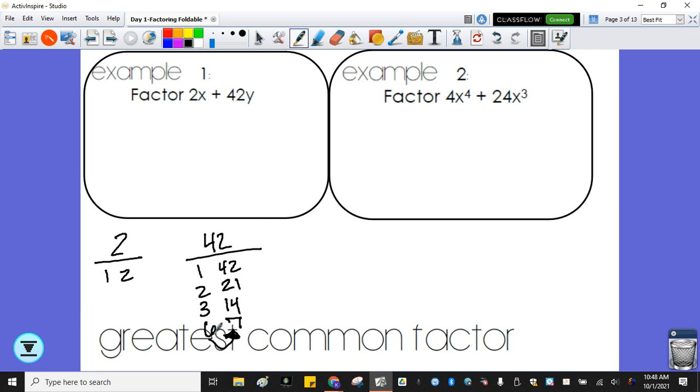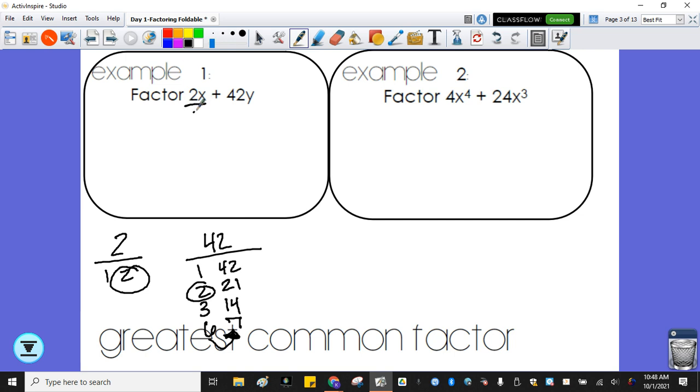So what is the biggest number they have in common? Did you need to write out all the factors of 42 to know that? No, but for future reference, this is how I'm finding the greatest common factor, which is 2. What variables do they have in common? None. This one has an X, this one has a Y, so they have nothing in common.